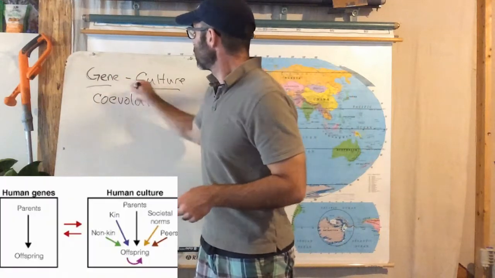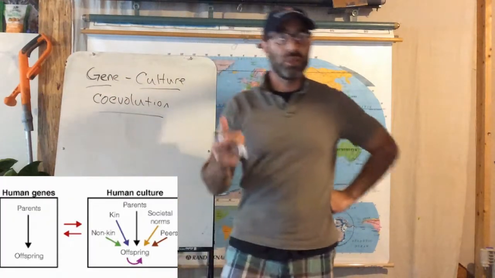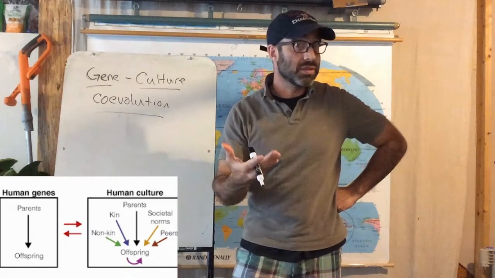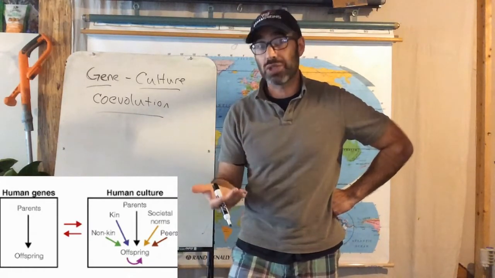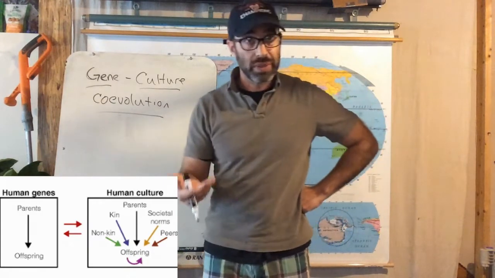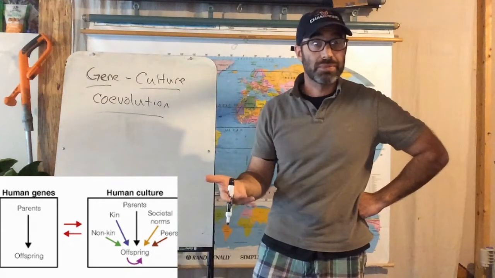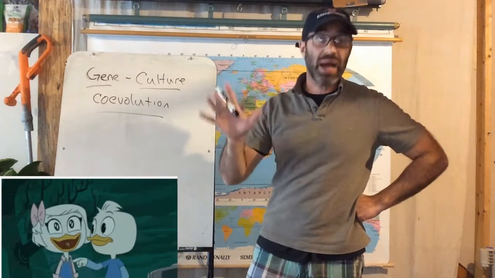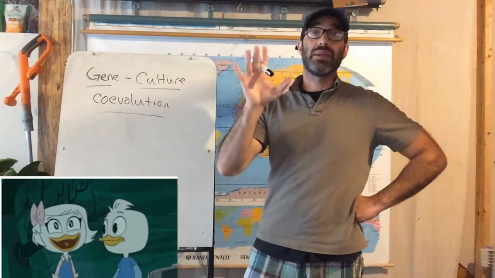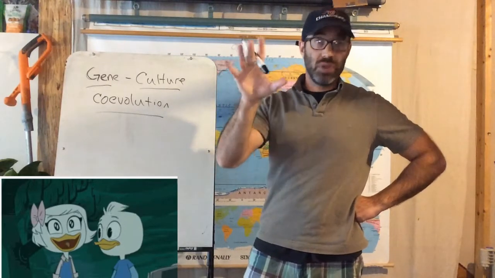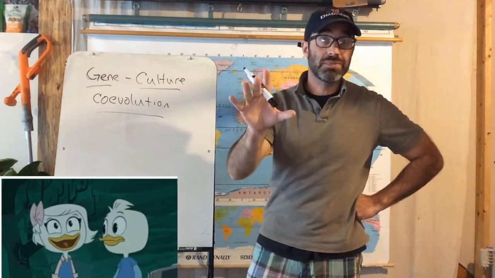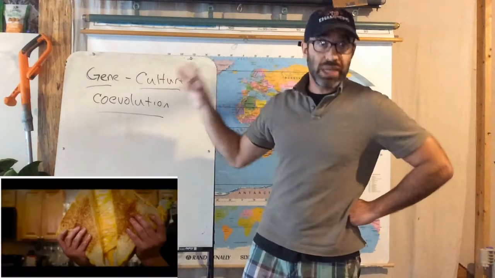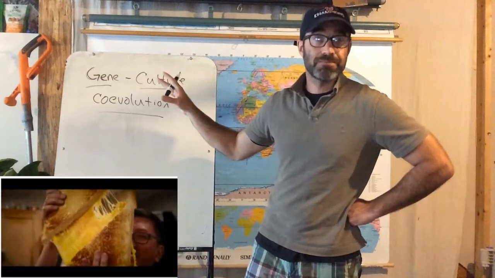Now, gene, culture, coevolution. This means that genes are affected by culture, and culture is affected by genes. Let me give you an example. This is the best way that I have heard of it. If you are somebody who eats cheese, then this is because of gene, culture, coevolution.